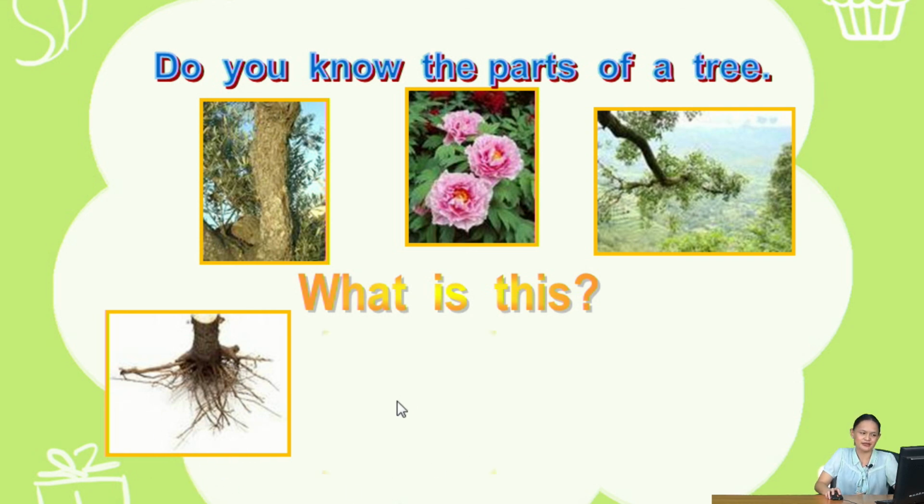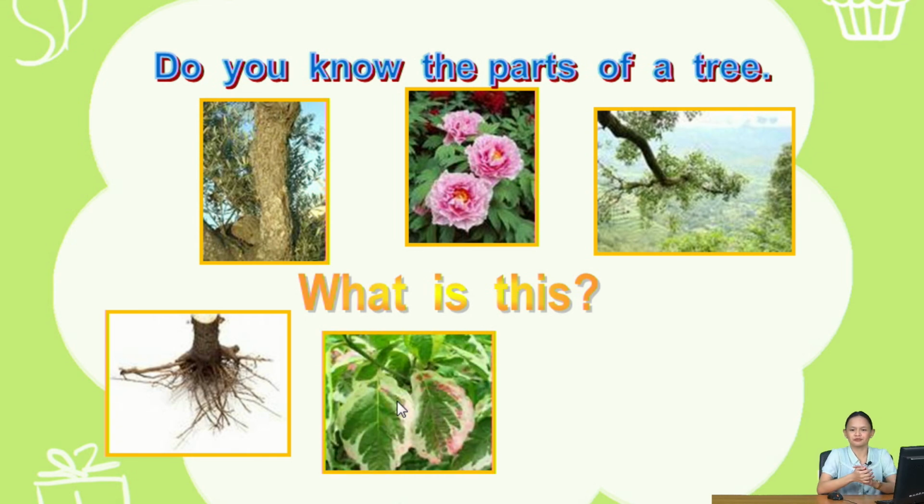Let's proceed to the next picture. What do you think that is? What part of a tree? Is that a flower? Yes or no? No. Can you tell me the correct answer? That is a very good leaf. So this is an example of a leaf. Roots, leaf.